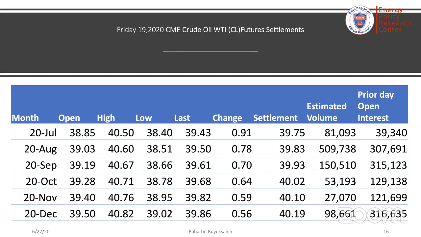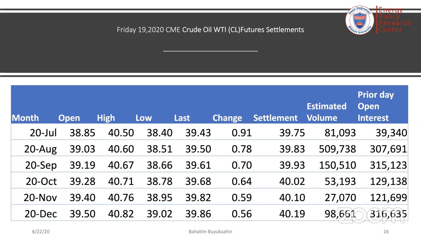But tomorrow, we will not have the July contract anymore. So the August contract will become the nearby contract. That is going to be the contract which is maturing next. But that is tomorrow. Today, the July contract is still the nearby contract.